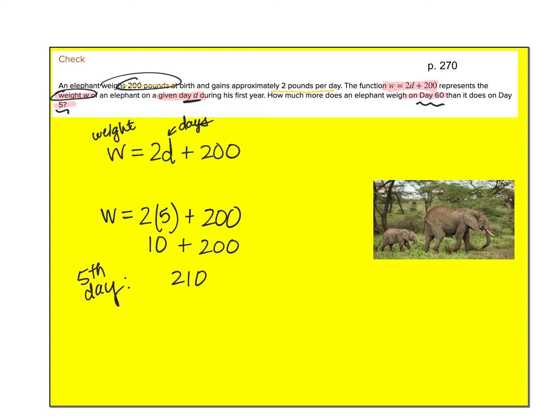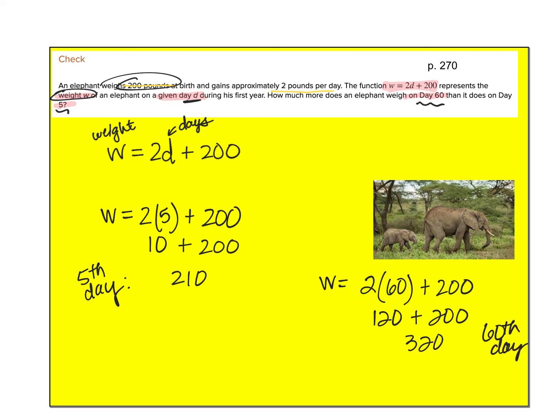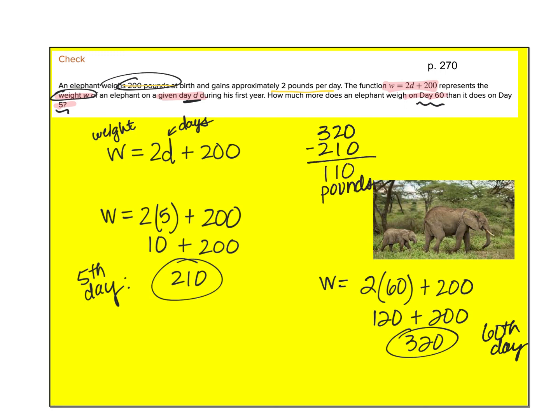All right, let's find day 60. On day 60, it gains 2 pounds every day for 60 days, plus that 200. Well, 2 times 60 is 120, plus 200. If I add that up, I get 320. So that's on the 60th day. Obviously, it weighs a lot more. Now it says, how much more does it weigh? Well, how much more, I'm going to have to subtract. So I'll do 320, take away that 210, and I end up with 110 pounds more on the 60th day compared to day 5.